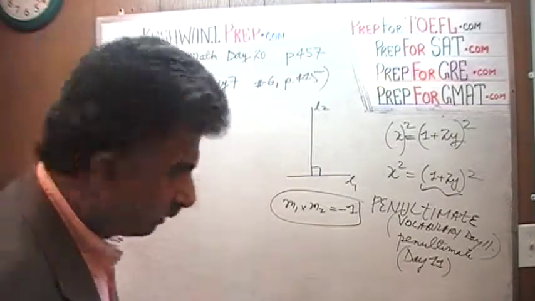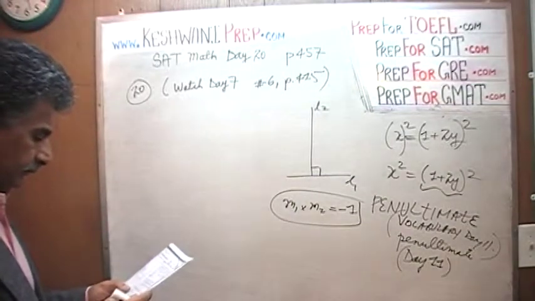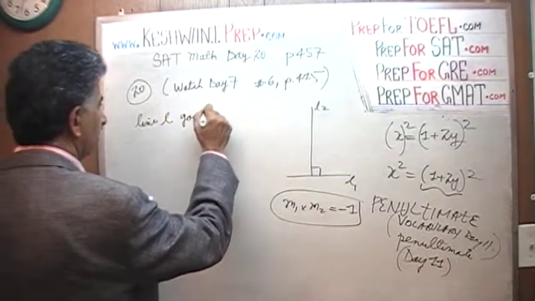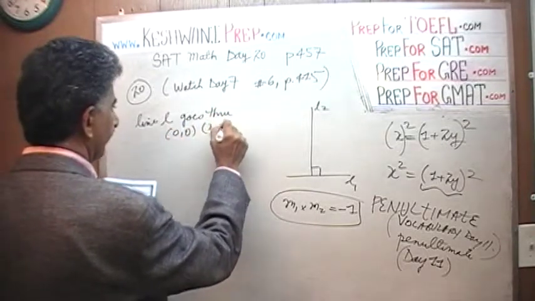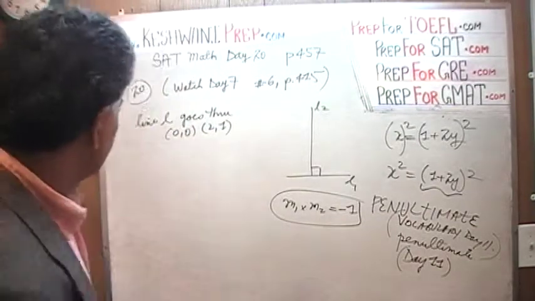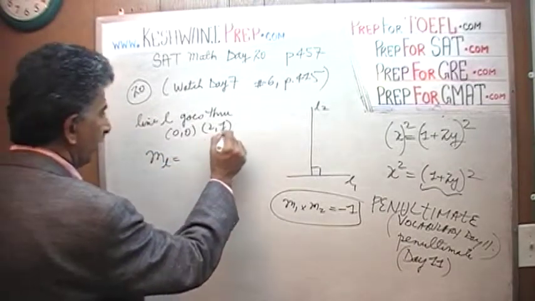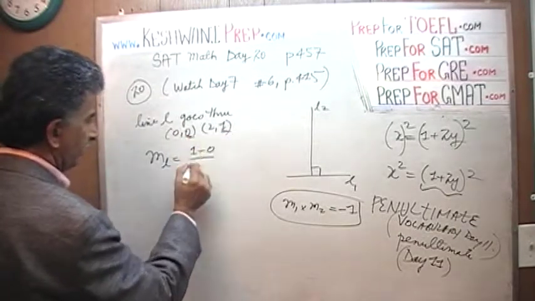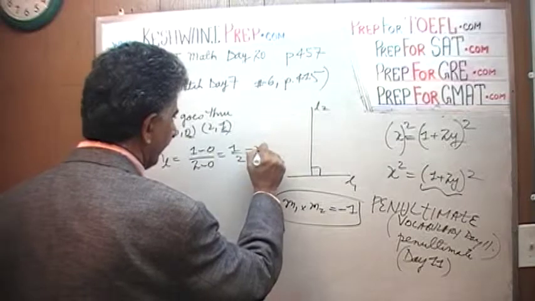Here we are told that we have line L that goes through (0, 0) and (2, 1). It says if L contains (0, 0) and (2, 1), then the slope of line L must be the change in y, 1 minus 0, y2 minus y1, over the change in x, 2 minus 0, x2 minus x1, which is just one half. That's the slope of line L.